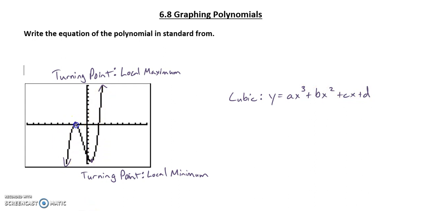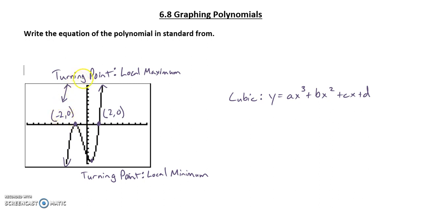To do that, I'm going to look at the zeros of my polynomial. I'm going to look at where my polynomial crosses the x-axis. I have a 0 at -2, and I have a 0 at +2. Now this polynomial has a unique situation. If I look at the 0 at -2, it is also a turning point.